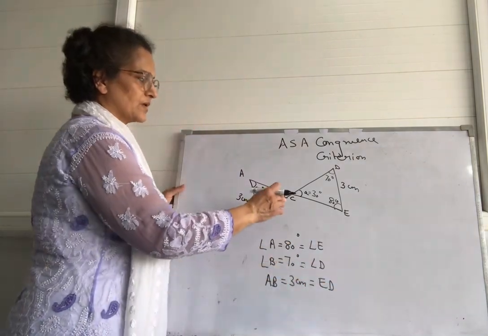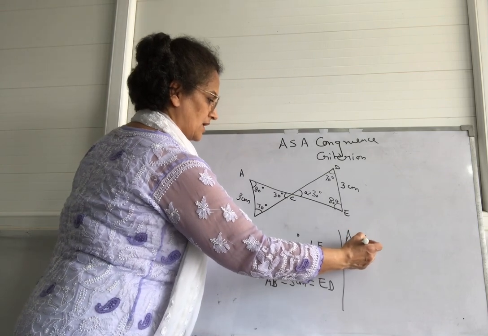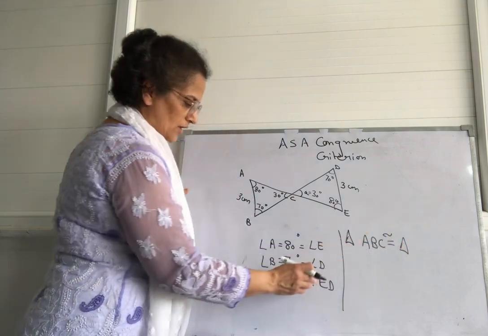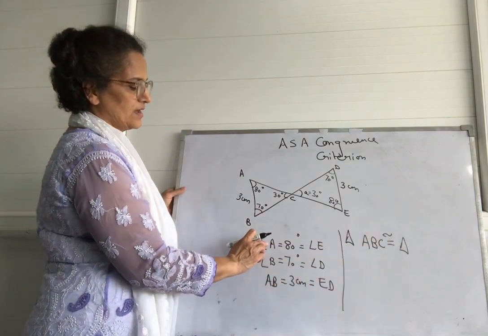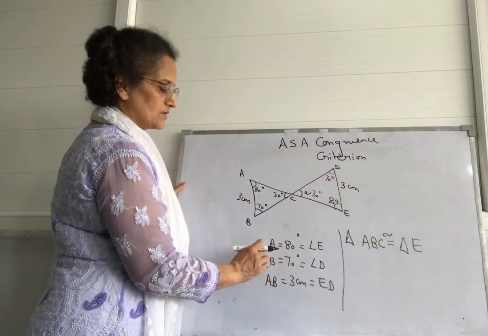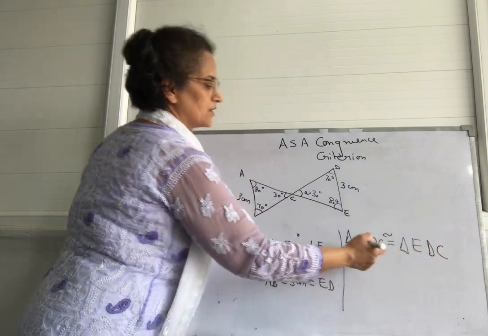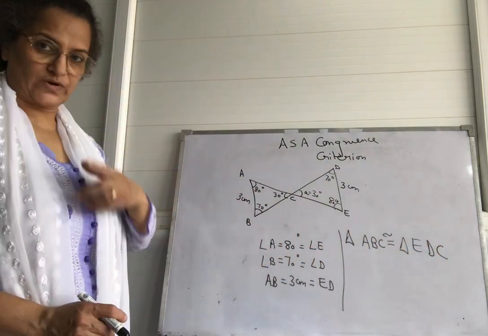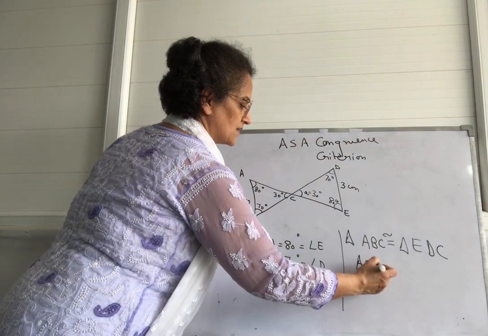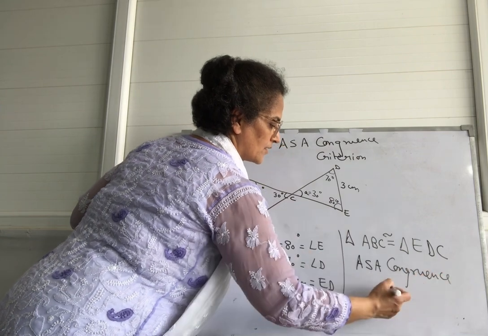you can write triangle ABC is congruent to triangle. Now I'll see the correspondence correctly. A is corresponding to E. B is corresponding to D. So triangle ABC is congruent to triangle EDC using ASA congruence criterion.